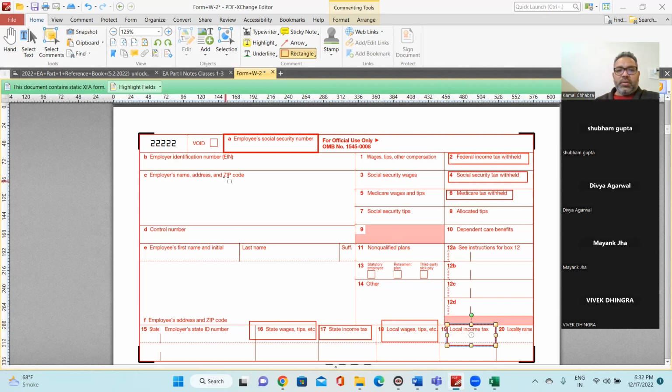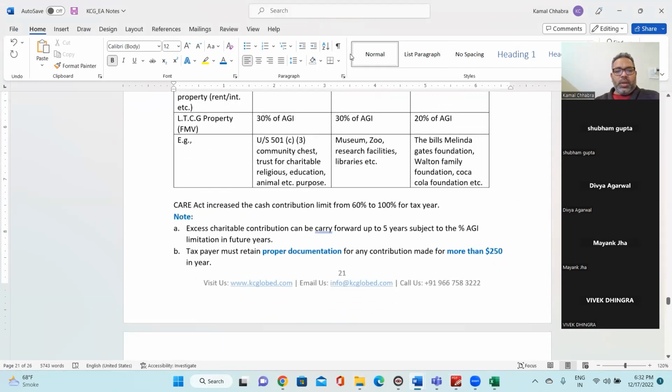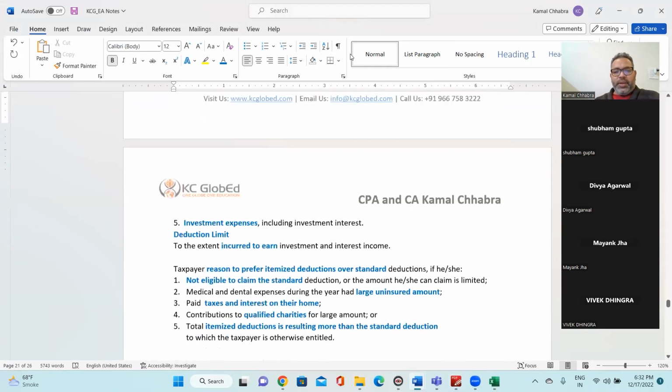Make sense? Do you remember this? We discussed it in the last class, last week's class, sorry. Yeah, Shubham? Yes, sir. Okay. So now we are done with itemized deduction.